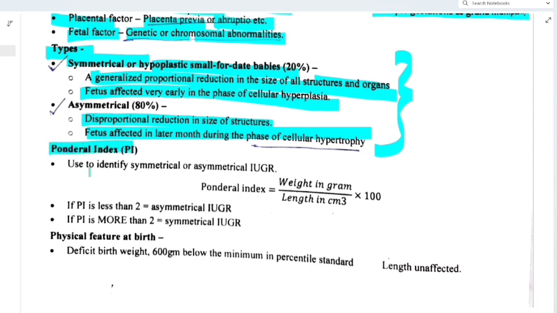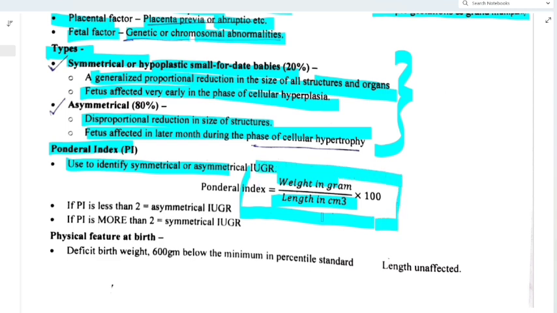Ponderal index, what is that? Used to identify symmetrical or asymmetrical intrauterine growth retardation. See, ponderal index is weight in gram and length in centimeter cube into 100. So if ponderal index is less than 2, that is asymmetrical IUGR. If ponderal index is more than 2, that is symmetrical IUGR. Is it clear? So this formula also you can remember, that is weight in gram divided by length in centimeter cube into 100.